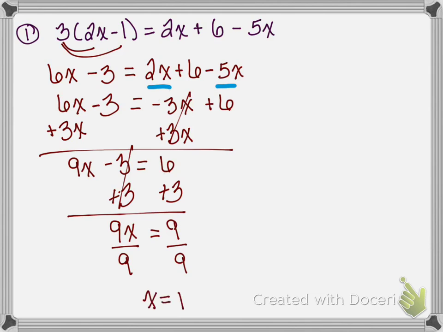X equals 1. Now, I'm not going to check it, and I'm not going to require you to check it, but if I were to check it, what do I do? Good. That's exactly right. I plug the 1 in for everywhere I see an x. How do I know I'm right? How do I know that it checks? Good. They both equal the same. I get 4 equals 4. 0 equals 0. 10 equals 10. That's how we know that we're right.